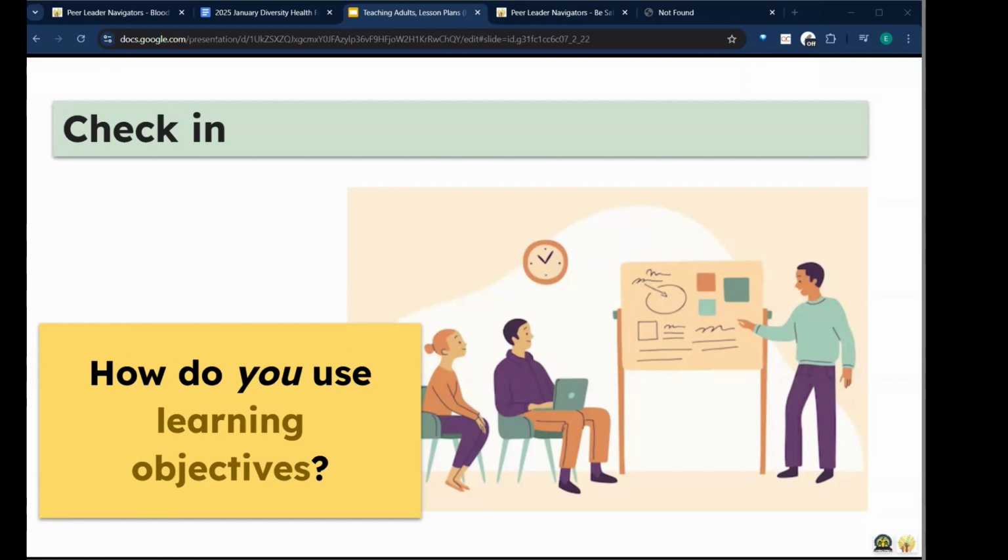Exactly. Yeah, it sounds like you use it like a checklist, making sure you've got all of those things. Exactly. And also the conversation might wander, or they might ask a different question, but you can come back to those learning objectives to make sure that you really did cover the main things you wanted them to walk away with. Any other examples about how you use learning objectives?